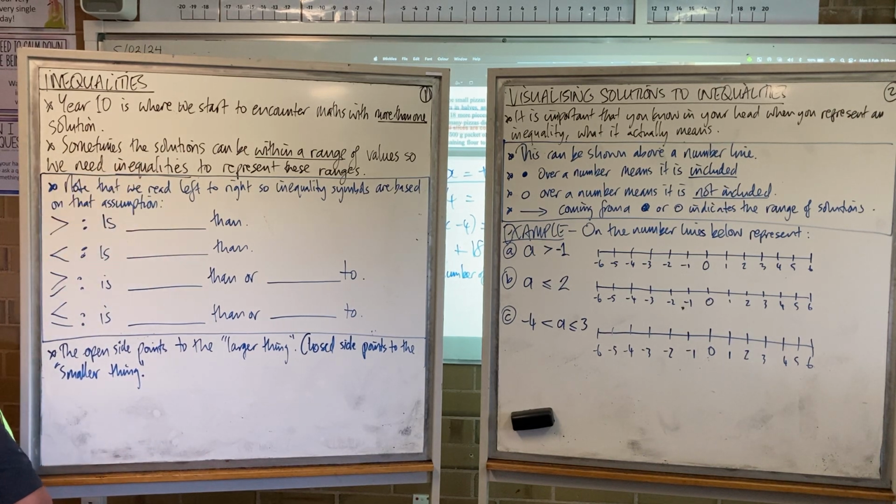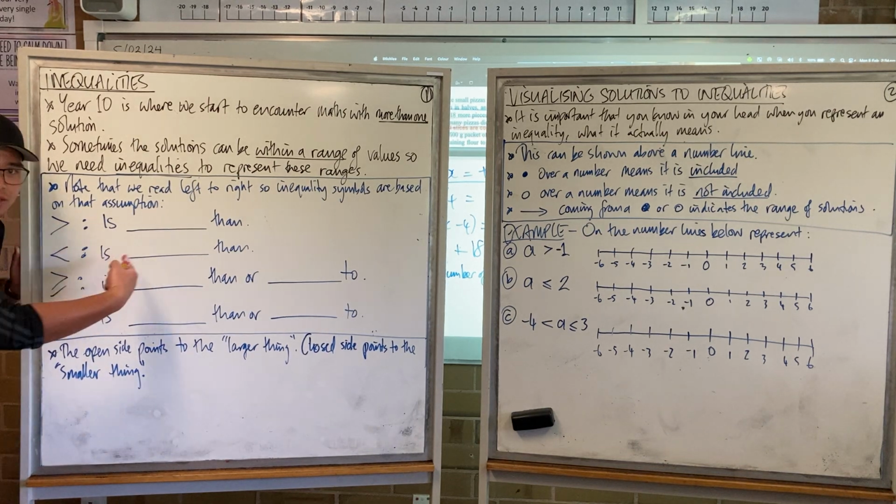Sometimes the solutions can be within a range of values, so we need something like an inequality to represent the ranges. Please note, what direction do you read in Japanese? Right to left, like a book. That's not us. In Western society, we read left to right, so these signs run on that assumption. You're always saying this is something than this on the right.